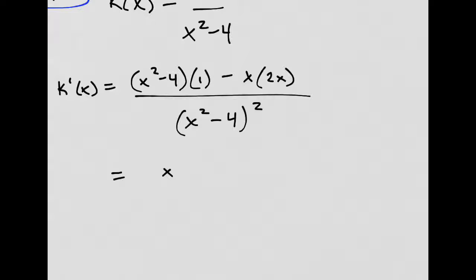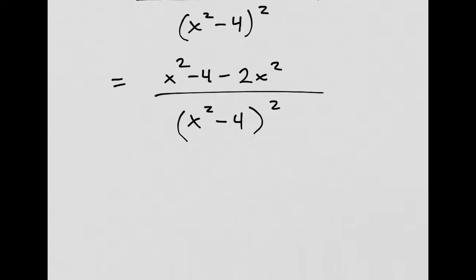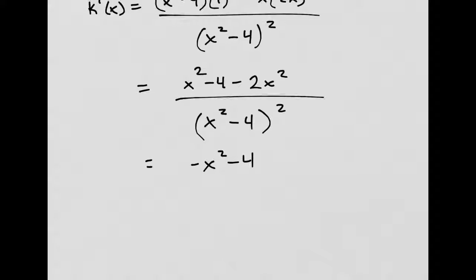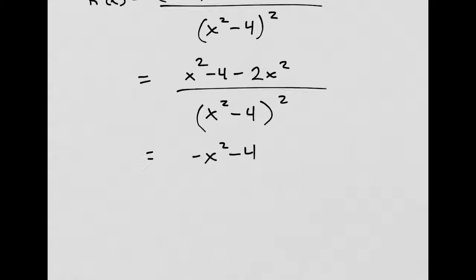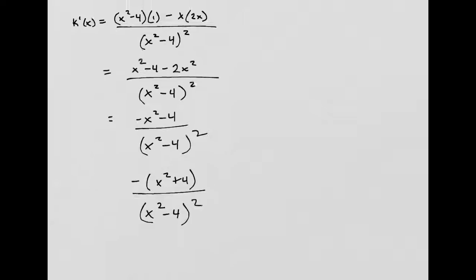I get x squared minus 4 minus 2x squared. That simplifies. So what is that? That looks like negative x squared minus 4. Yeah? I think. I'm going to factor out a negative just because I can. Is that true? This will always be positive then, which means the top will always be negative. And the bottom will always be positive because I'm squaring it. Let's see if that's true.